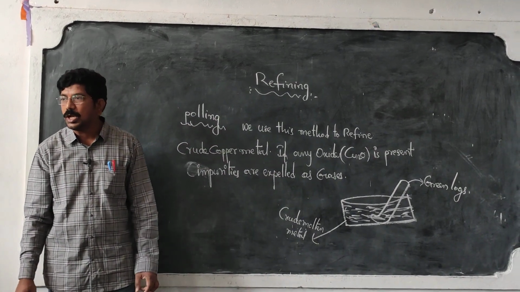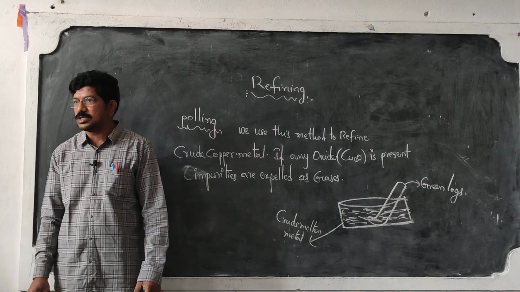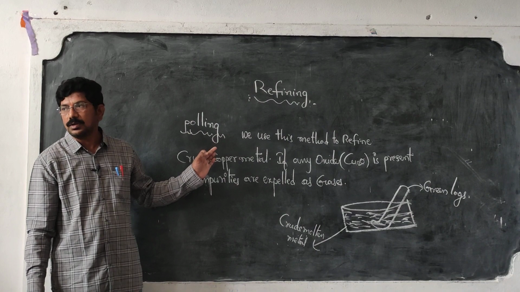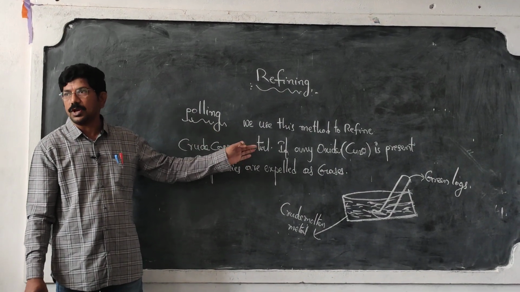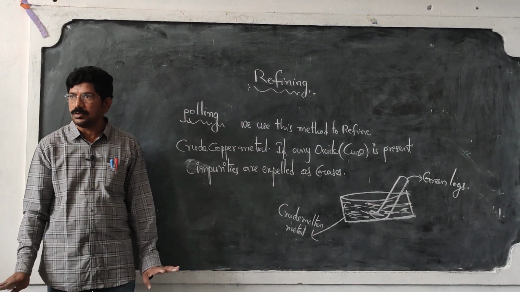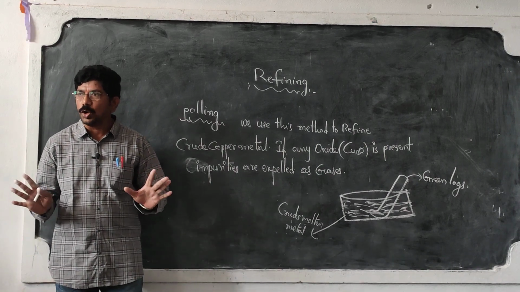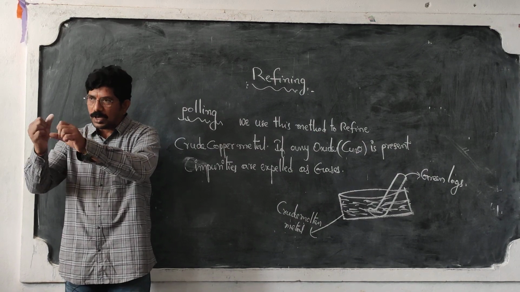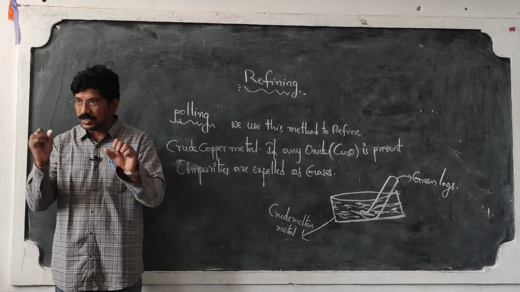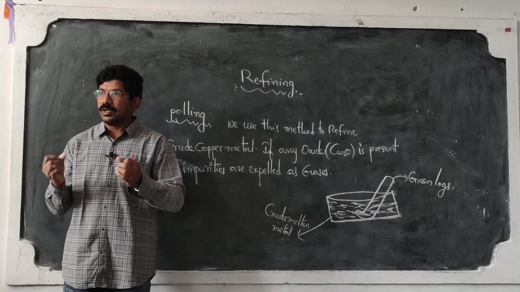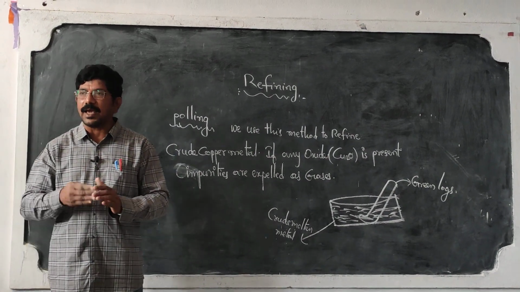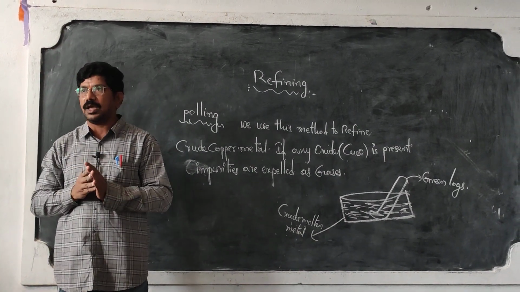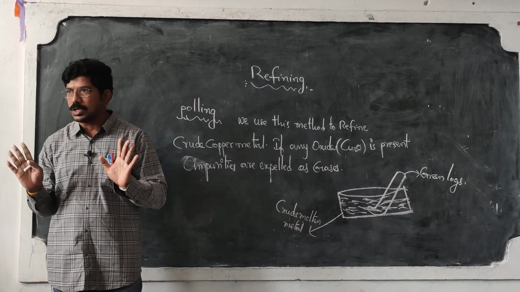This is the oldest method. Generally we use it to get pure copper from blister copper. We call it blister copper. So what is poling? Poling is nothing but stirring the molten crude metal continuously with the help of logs. If any impurities are present, they are expelled as gases, and if water vapor is present, it is also expelled as water vapor. Do you understand the concept?